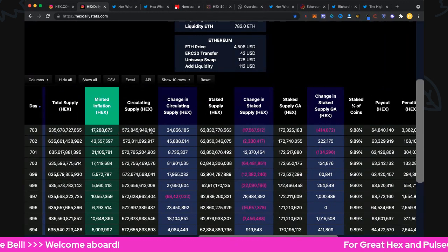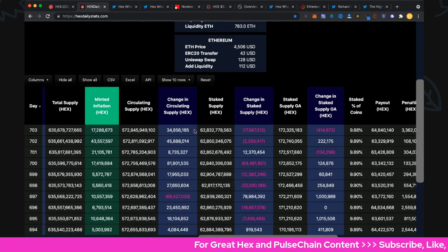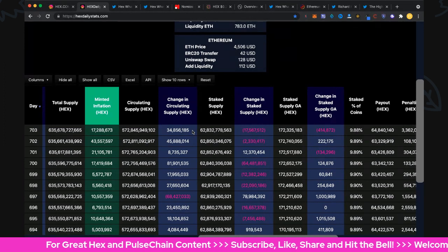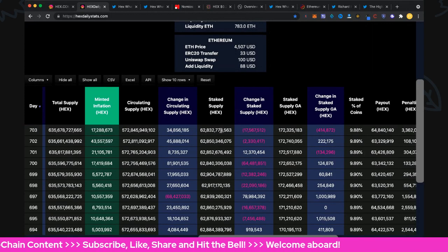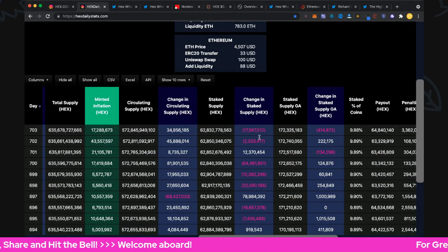Circulating supply, 572.8 billion, and of course most of that's in the Origin wallet, as I always say. And change in circulating supply, 34.8 million Hex. So decent day, I guess. And stake supply, 62.8 billion, down 17.6. So another decent day there. And of course, we got penalties as well, haven't we?